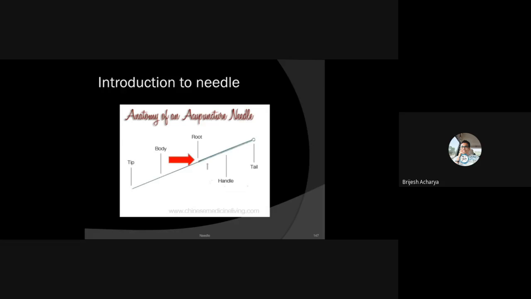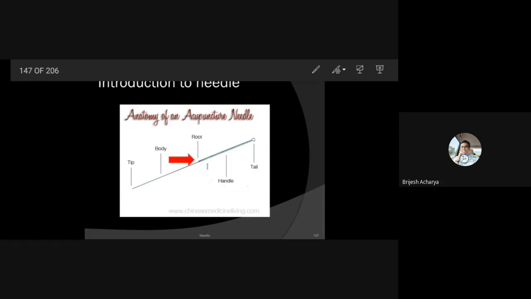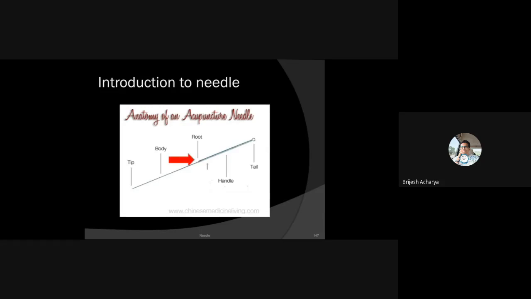This is the anatomy of the needle. You can see this is the root. This is the most delicate part of the needle, shown by the red arrow. This is the handle. There is a tail, and with the help of the handle, you insert the needle. That should be learned practically.